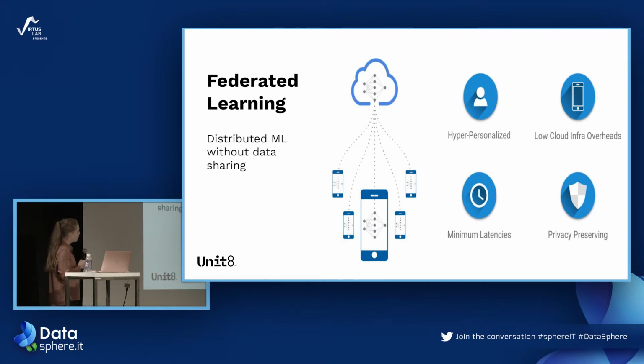Federated learning allows individual nodes, like smartphones, to compute parts of models and then send the portions back to be combined to constitute one aggregated model. And the individual user data doesn't have to be transferred. Federated learning models are hyper-personalized for particular users. They involve low infrastructure overhead, minimum latencies, and they are privacy preserving by design.